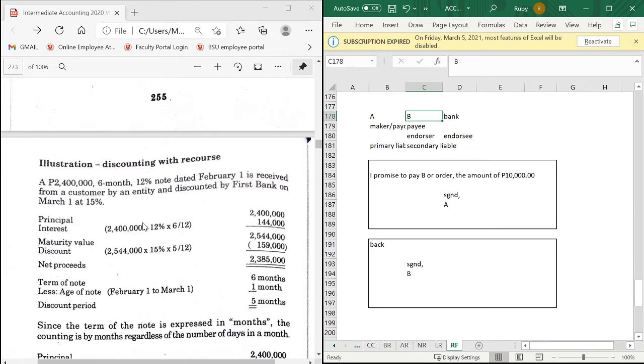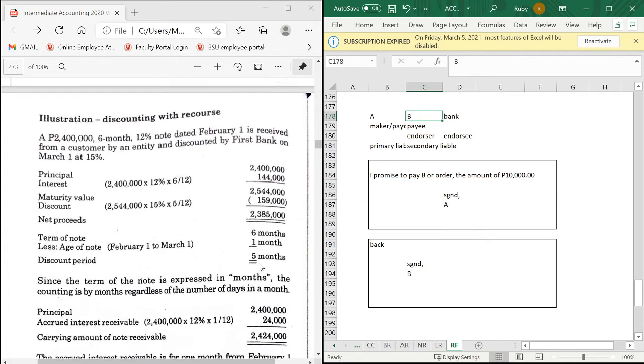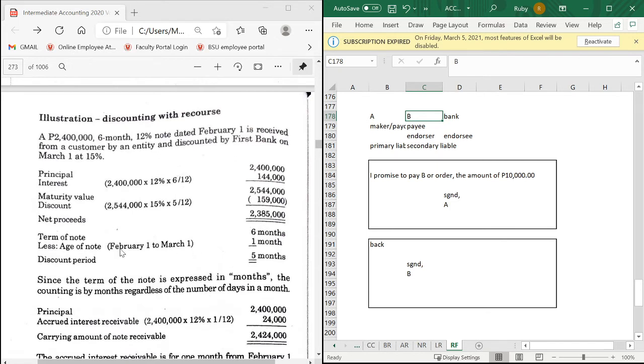So, yung maturity value again is yung naka-full term yung interest mo, maturity. Kumbaga, magkano yung value niya kapag nag-mature yung note. So, 2,544 na. Ang discount niya is maturity value times discount rate times discount period. Yung starting na ma-discount siya hanggang maturity. So, 159, meron kang net proceeds na 2,385. Ang age of note, ayan, 5, okay na yan.